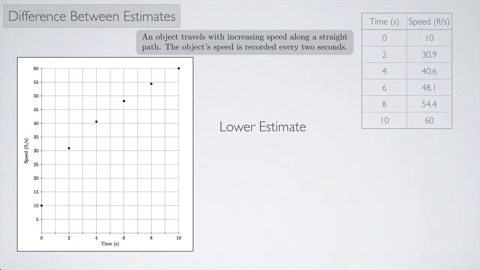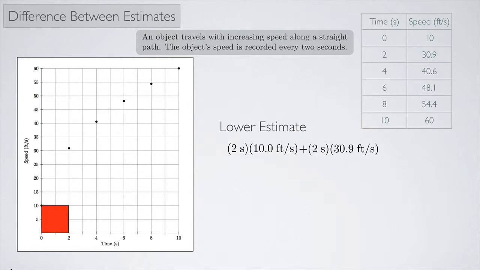So if we want a lower estimate, we know the speed is increasing throughout the 10 seconds. So the absolute minimum distance it could have traveled in the first 2 seconds can be determined by looking at 2 seconds times 10 feet per second. Remember, if we have a constant velocity, we can say the distance is velocity times time. And if we assume that the velocity is a constant 10 feet per second for 2 seconds, then this represents the distance that the object traveled in the first 2 seconds. That's the same thing as calculating the area of this rectangle right here.